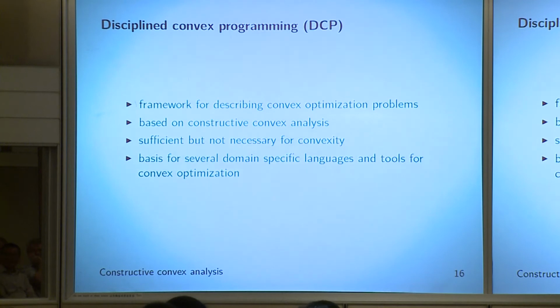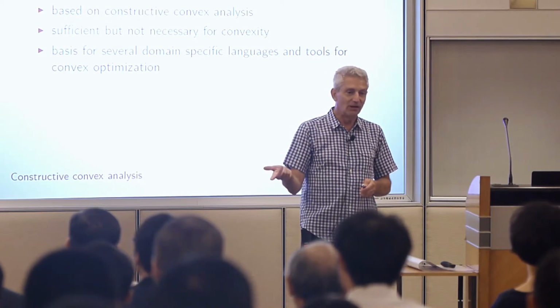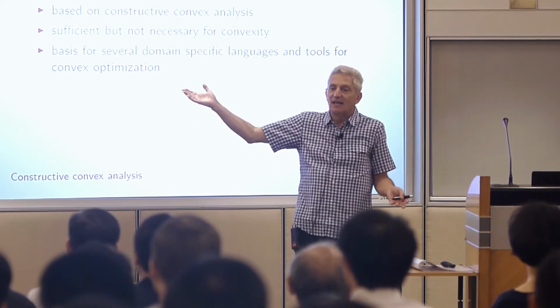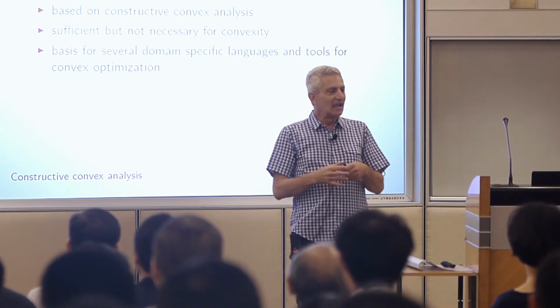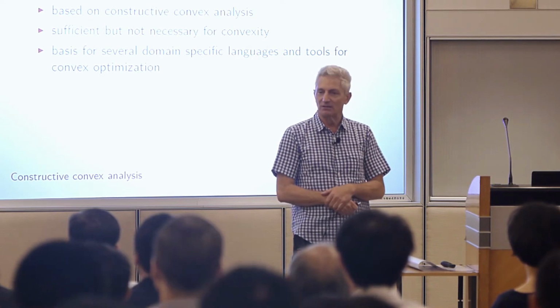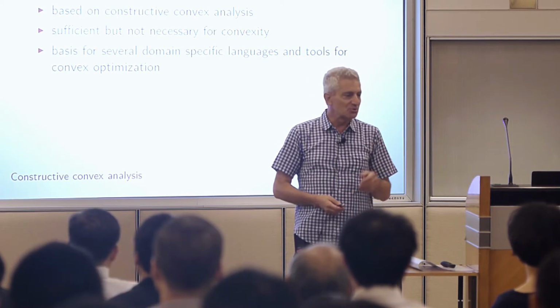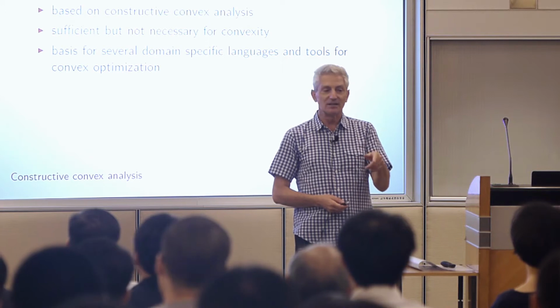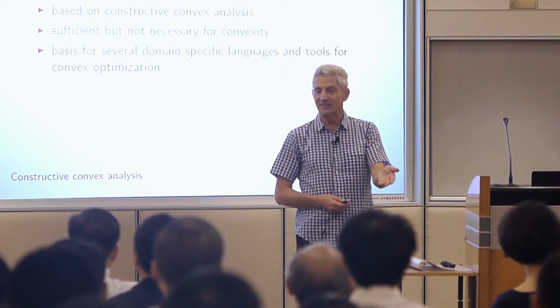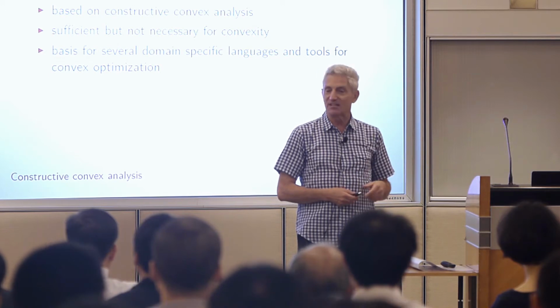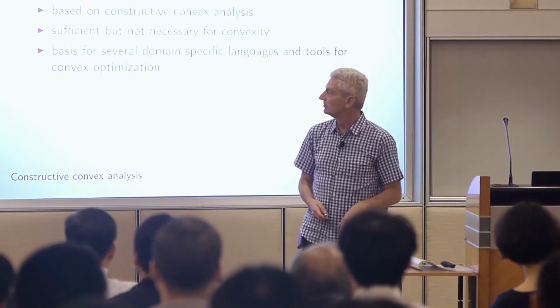Okay. So disciplined convex programming is a framework for describing convex optimization problems. It just implements what I just said. Now it's sufficient but not necessary for convexity. You can have a function that's convex, but the rules don't show it. Here's a really good example: x squared minus 1/2 x squared. That's 1/2 x squared, and it's convex. But you cannot show it with the rules, because it looks at x squared, says convex, half x squared is convex, and then it doesn't have a rule for the difference of two convex functions, because in general that's not convex.